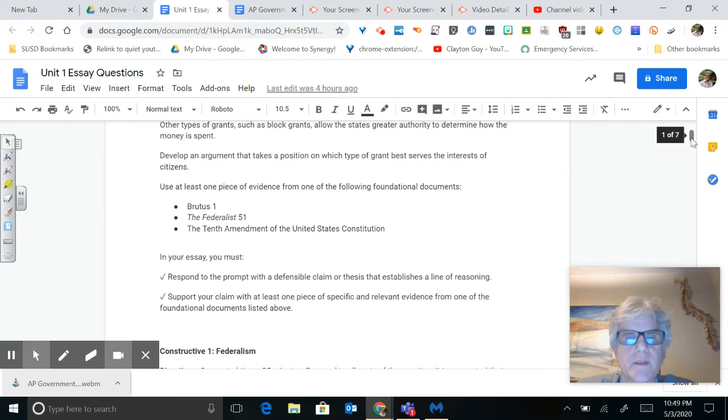Now, when I look at this essay, I look at the documents. Brutus 1 is an anti-federalist paper, and the 10th Amendment is the reserved powers of the Constitution. It reserves all powers that are not delegated or explicitly written. If they are not denied to the states, they go to the states. So 2 of the documents are actually allowing or wanting the states to have more power. Federalist 51 is about checks and balances and separation of powers.